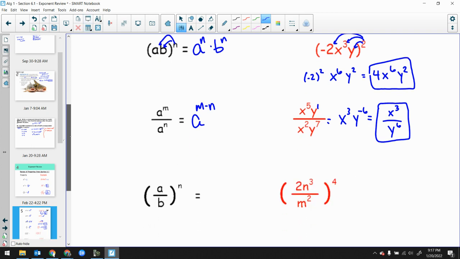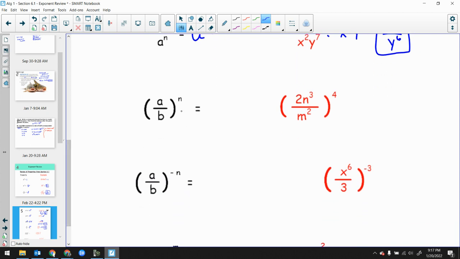Let's take a look here. I've got a over b to the n. That is, again, we distribute that power. Same thing as the product property, but I'm going to distribute that power to both numerator and denominator. So that would be a to the n over b to the n. So in this case, I just distribute that power to everything on the inside. That would be 2 to the 4th, n to the 12th, m to the 8th. Just multiplying by 4 there to the numerator and denominator exponent.